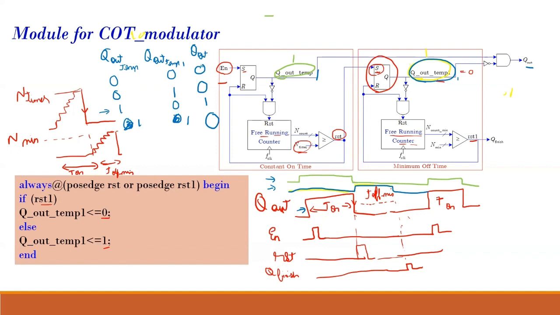No, Q out. Wait a minute. Q out temp. It is this case. Q out temp 1 has the value 0 and Q out temp also has the value 0. So the output comes to be 0. If you see, you're talking of this portion, right? Yes, sir. So in this case, both are 0, 0, 0, 0. So Q out also has the value 0.